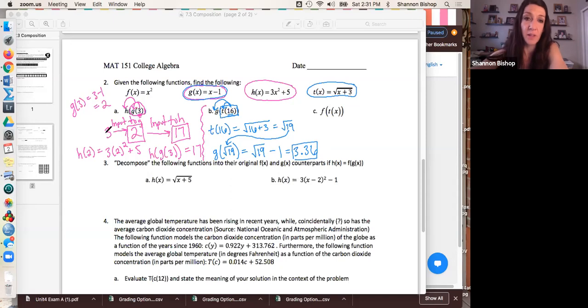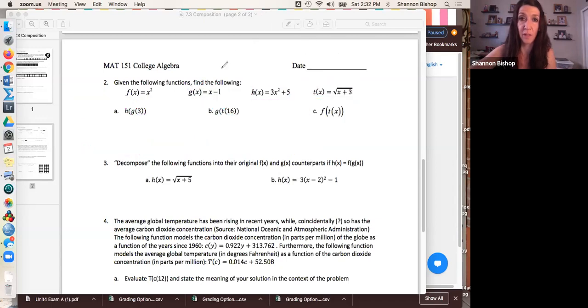So if you like the setup of the flow chart, you can use the flow chart. If you like just the function notation setup where you just plug the number in, get your answer, but then take that answer, whoop, plug it back in again, whatever works, okay? And then there's this last one. Okay, so f of t of x, and I'm gonna write down what f was. So f of x is x squared, and t of x is the root of x plus 3. Okay, so f of t of x.